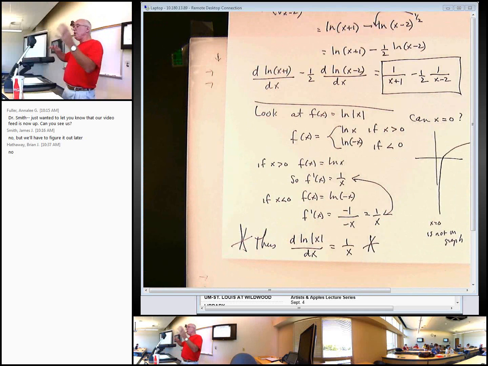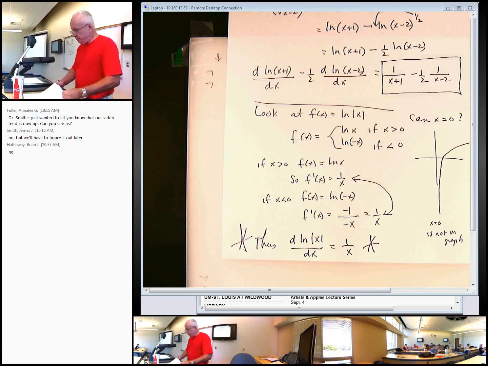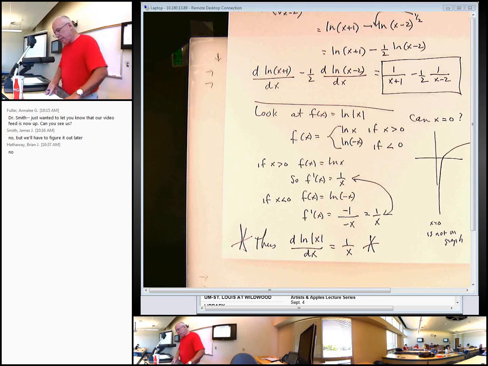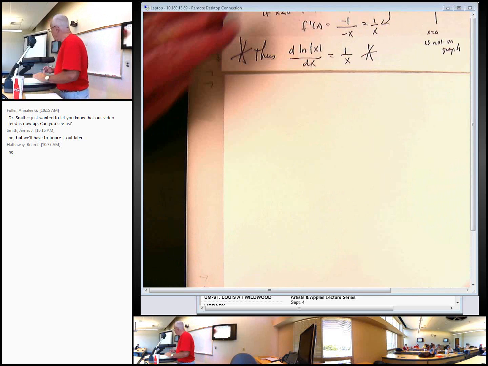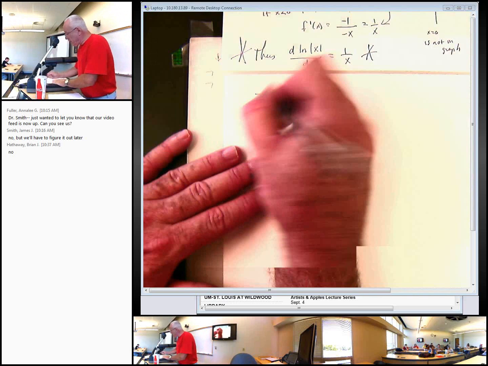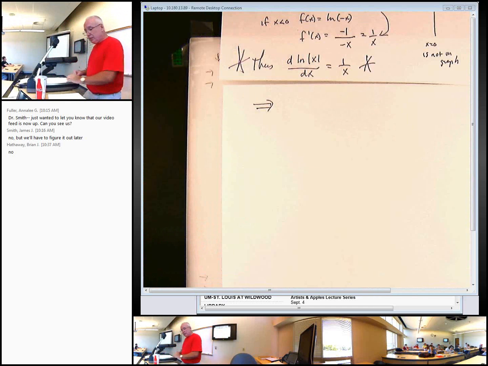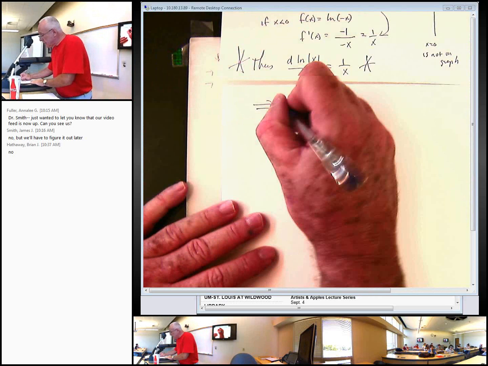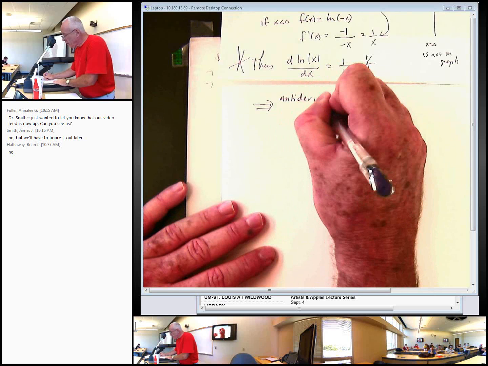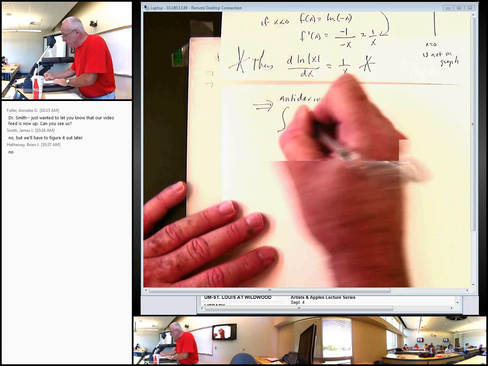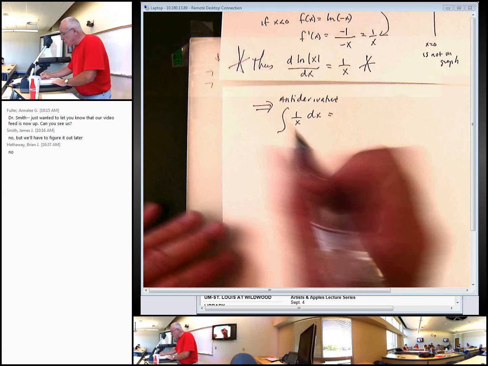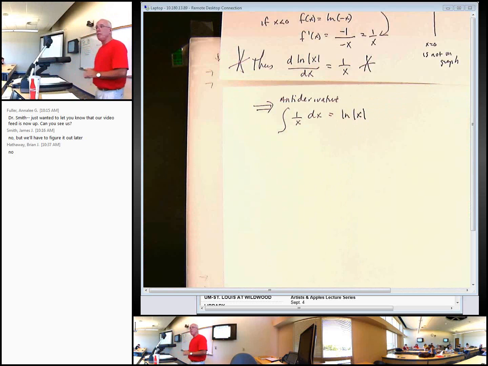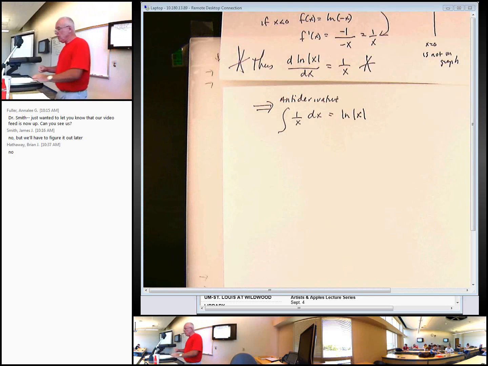So, if we know that the derivative of something equals something, we can then look at the antiderivative. So let's go here. Let me get a new piece of paper. This implies that, let's go the other way. Let's look at the antiderivative. That the antiderivative of 1 over x dx is going to equal the natural log of the absolute value of x. We're just going in the other direction, plus c.